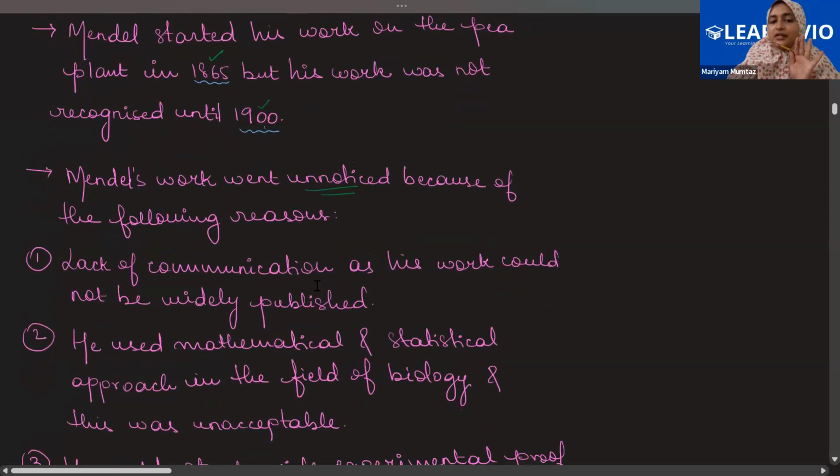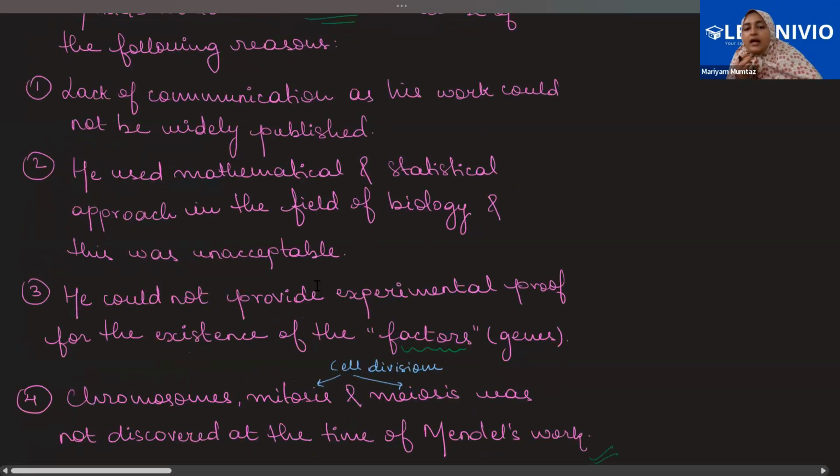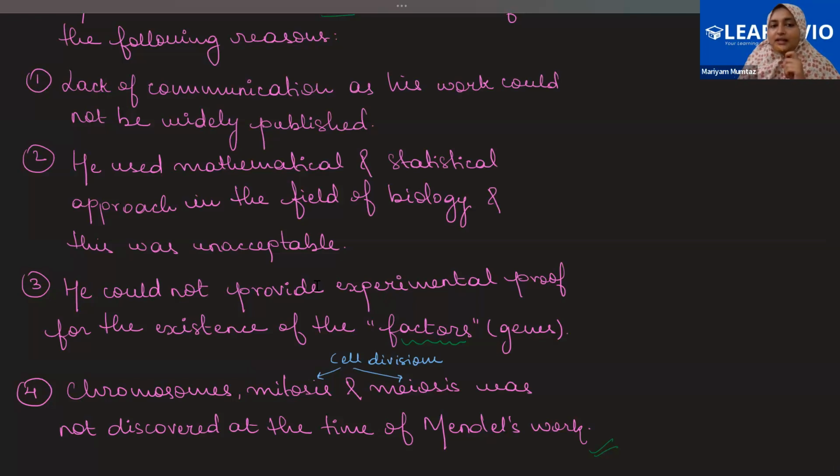Apart from that, during the 1800s, the communication was not that good, right? Just like how we have journals for publication, then scientific magazines and newspapers and everything. At that point of time, the communication was very minimal. So the lack of communication is one of the major reasons that his work could not get widely published. Apart from that, he used a mathematical and statistical approach in the field of biology, and that was unacceptable. People did not understand that maths and statistics may be used in the field of biology. No one agreed to that.